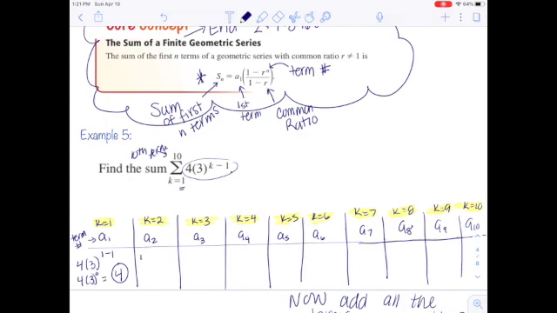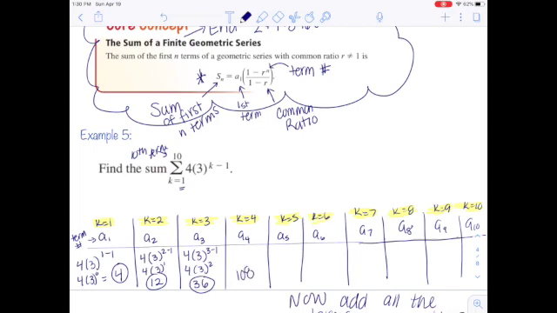To get our second term, you're going to plug in a k value of 2 into the rule. So 4 times 3 to the 2 minus 1 will just be 4 times 3 to the first power, which is 12. To get our third term, we're going to plug in 3, and you'll see that 4 times 3 to the 3 minus 1 will be 4 times 3 to the second power, and that'll equal 36. So keep on plugging in. When k is equal to 4, you're going to get your fourth term of 108.